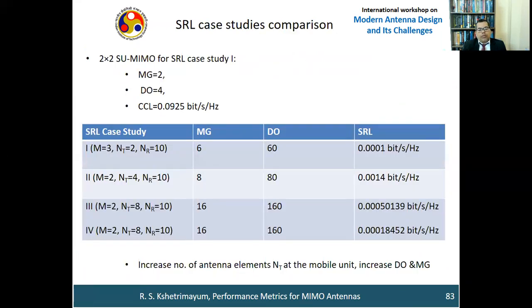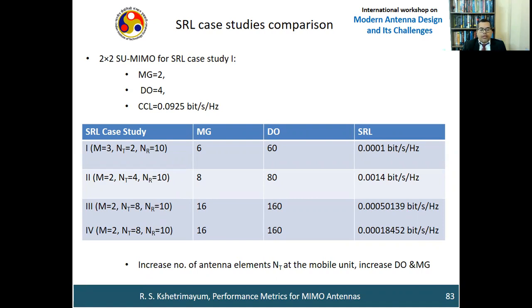For the 2x2 single user MIMO for the sum rate loss case study, we have already calculated the maximum multiplexing gain was 2 for the single user system, and the diversity order was 4. Channel capacity loss is 0.0925 bits per second per Hz. This is what we have for the single user case. Let us try to compare this with the multi-user case.